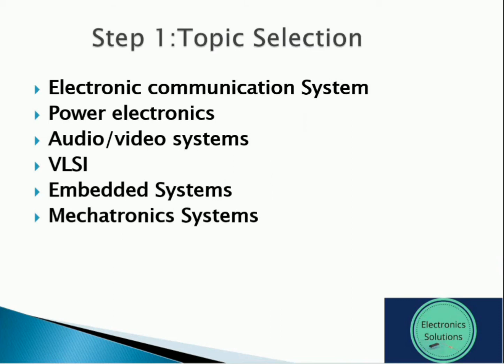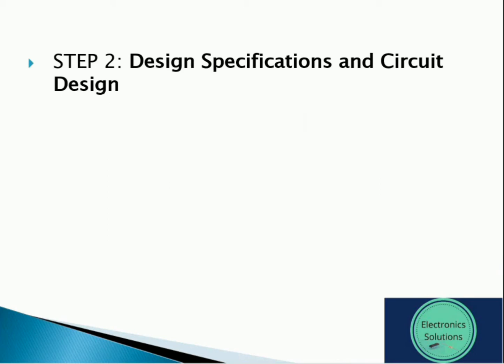Now once you decide your topic, the second important step is design specifications and design of your circuit. I will explain design specifications with the help of a small example. Suppose you select a topic from power electronics projects, that means you are designing a power supply. In that case your specifications will be the output voltage, the output current, the load regulation, the line regulation, and the required ripple. So these are the specifications.